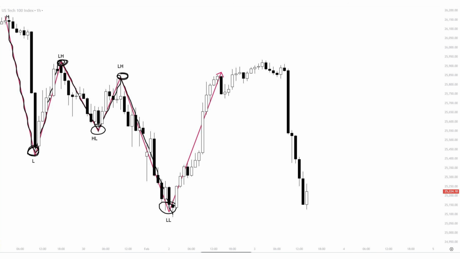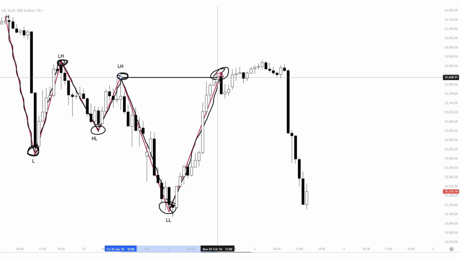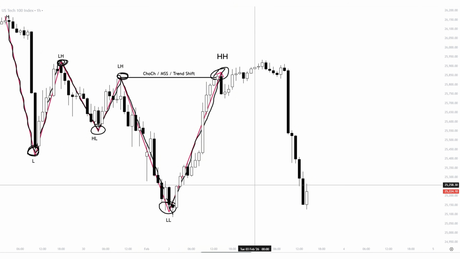Then after a lower low, you would wait for a lower high. But what happened is that the market gained huge bullish pressure that eventually pushed higher, and it managed to break above the previous lower high. Now, when the market is in a downtrend and it breaks the last high and it forms the first higher high, that higher high is a huge indication that we might have reversed into an uptrend. That's what we call a change of character, or a market structure shift from a downtrend into an uptrend.